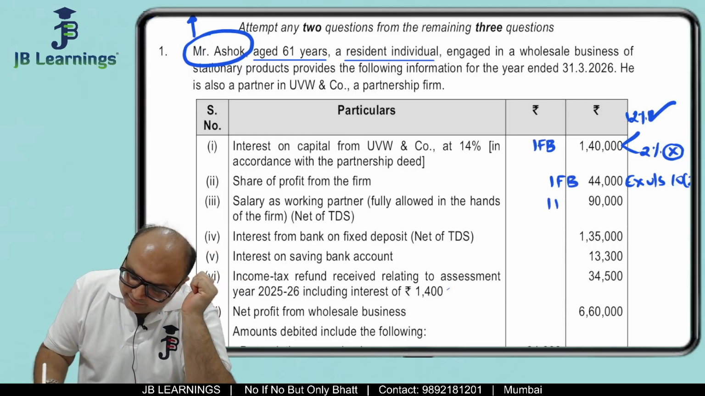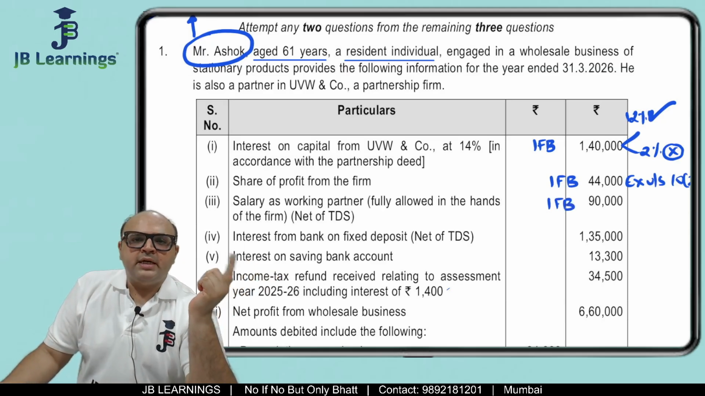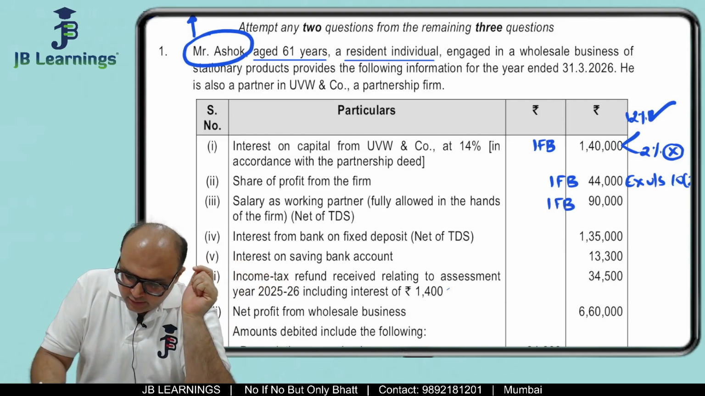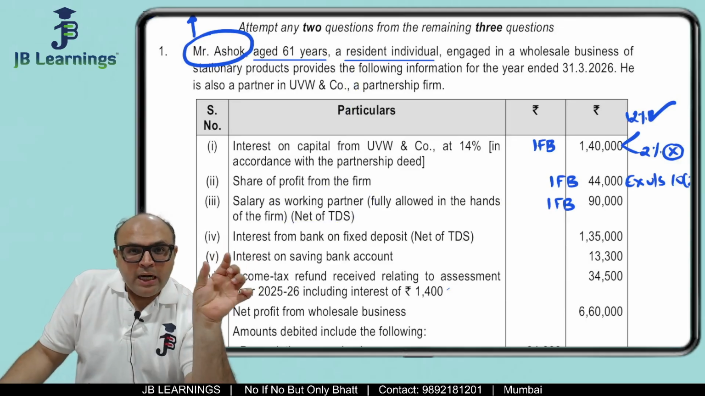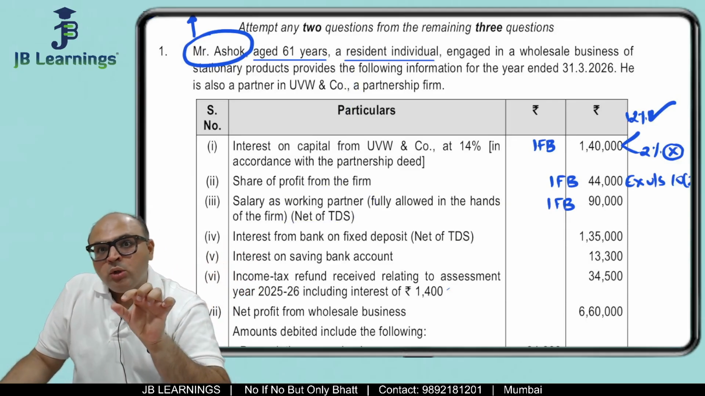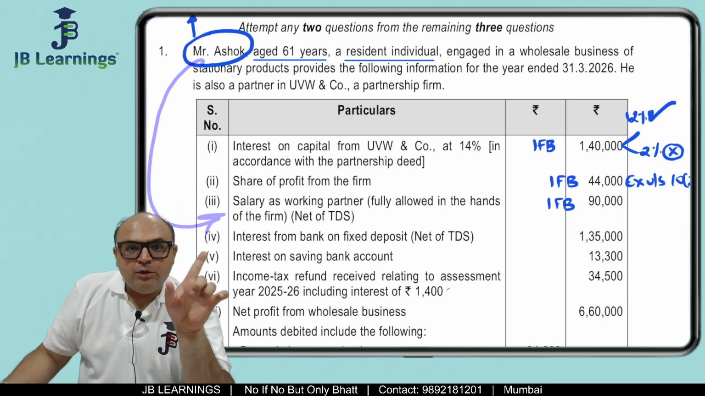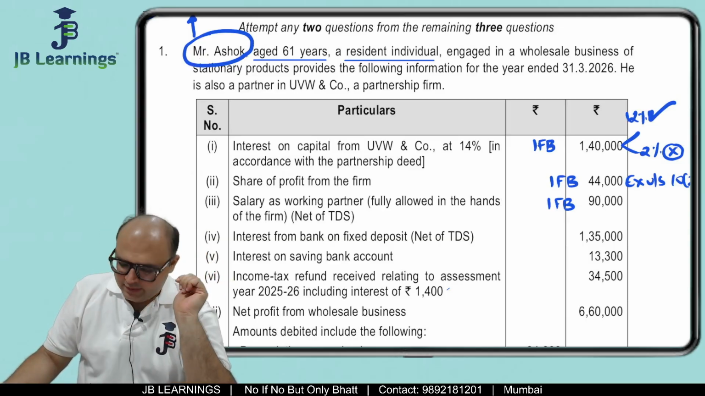This salary, now see, whenever salary is received from an employer, it is income from salary. But this is not received from an employer. This is received from a partnership firm in which this person is a partner. A partner is a part owner. He is not an employee. So Ashok is not an employee over here. It will not go under income from salary. It will go under income from business only.